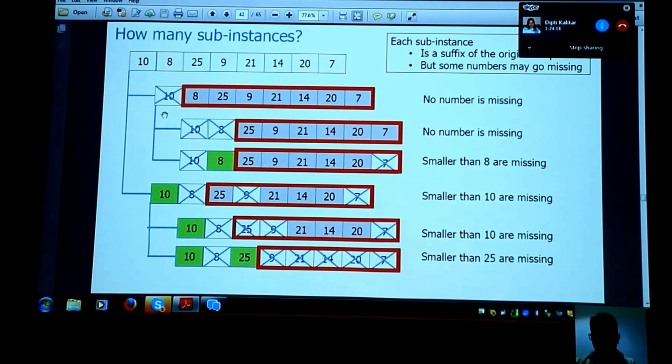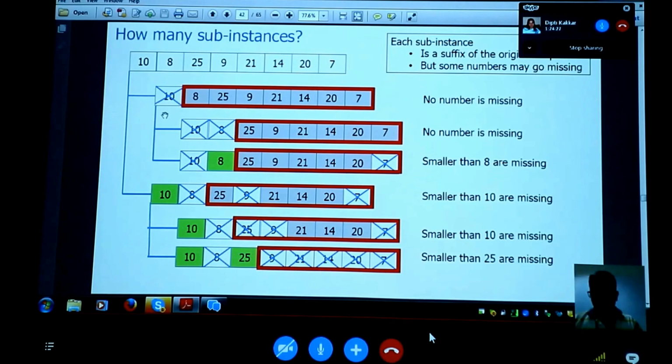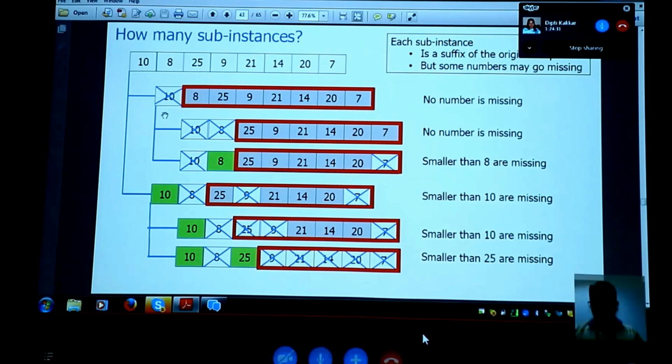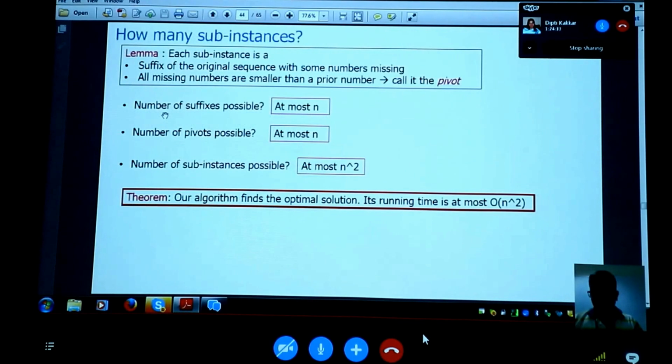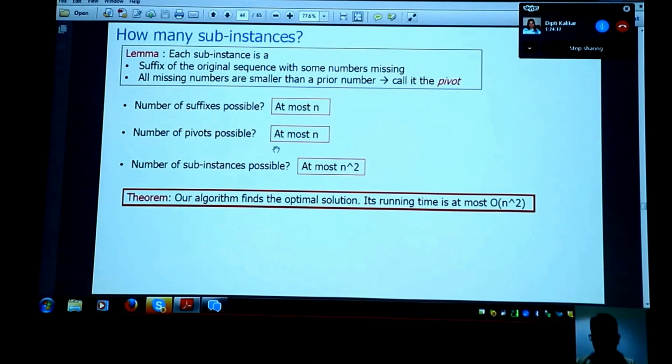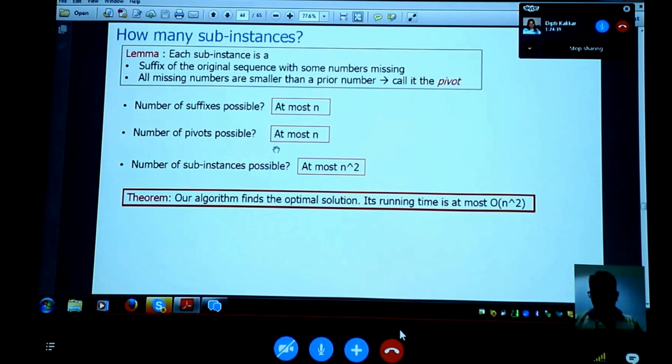They may be, but I am guaranteed that I can find a pivot so that all the missing numbers are lesser than this pivot which appears earlier. You can use pivots from later also, because all we want is that there are at most n pivots. That's all I'm interested in. Yeah, you can use any pivot. You can use it from later also.